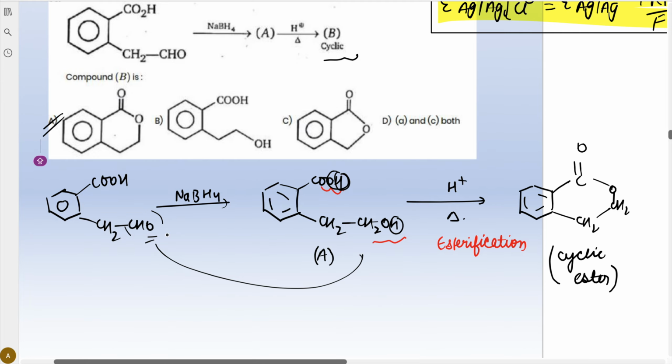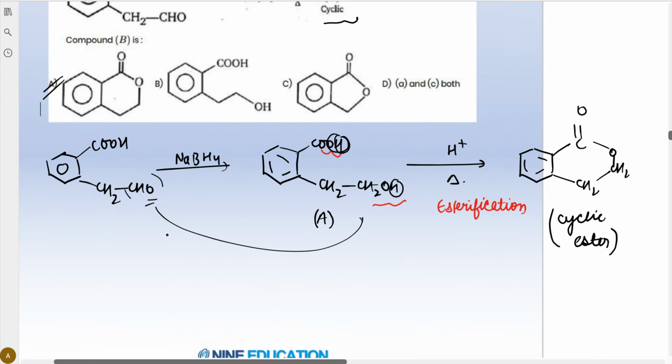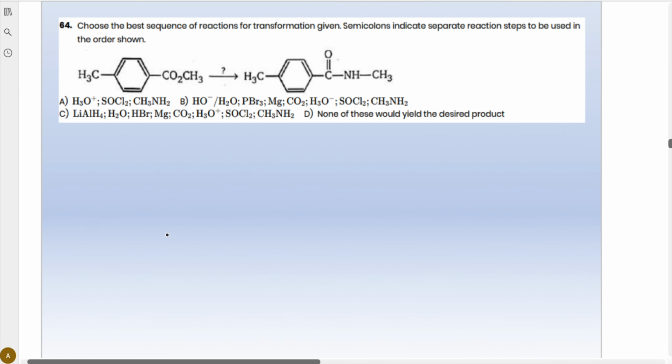Answer is A. Next question, we will jump. Next question, see. Here this ester is converted to amide. So how will we convert this ester to amide? Let's see one by one.